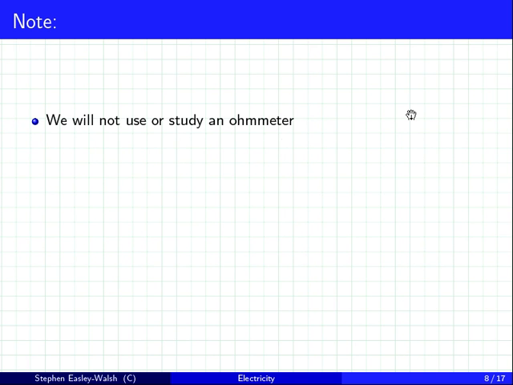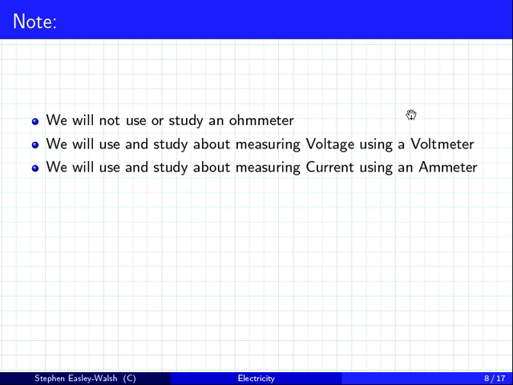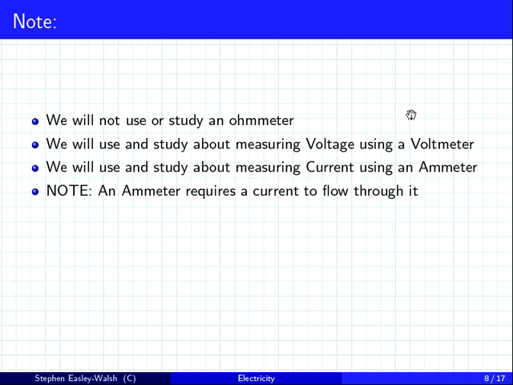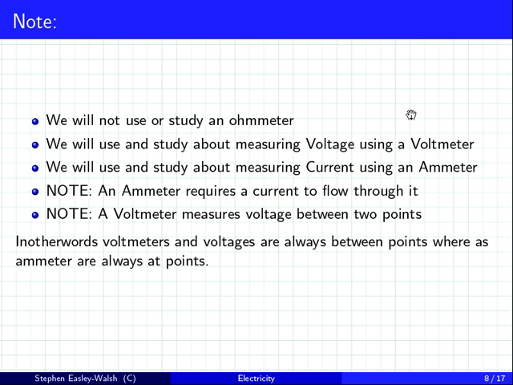Now, we'll not study ohm meter. But if it's not accurate, how do you... That's an experiment. We can use a voltmeter and an ammeter together to measure resistance. That's actually one of the experiments. They're pretty good. Now, note, an ammeter requires current to flow through it and a voltmeter between 2 points.